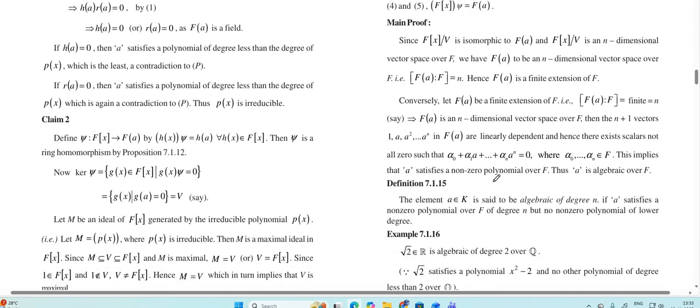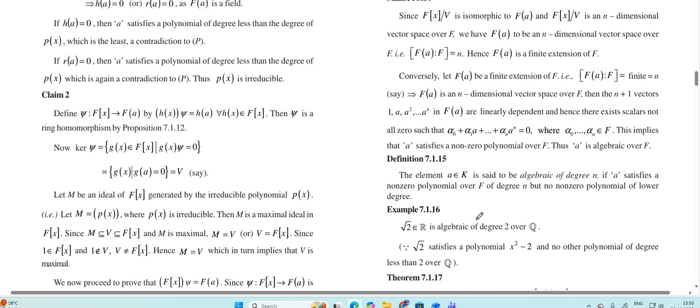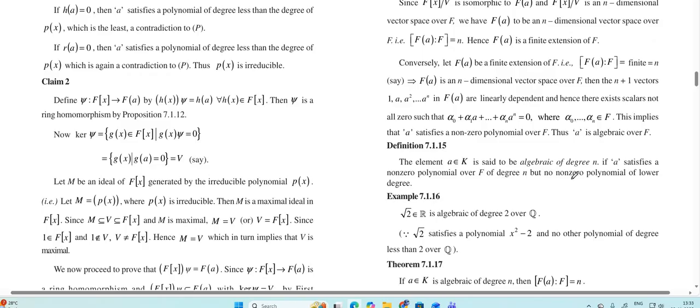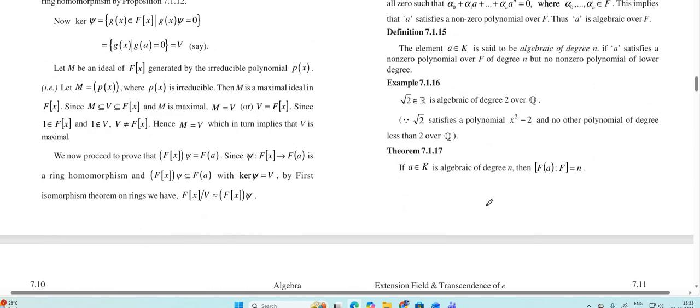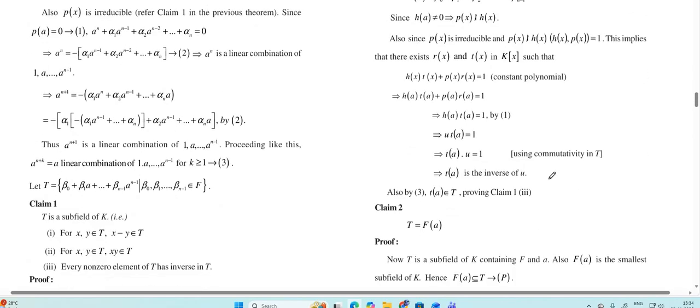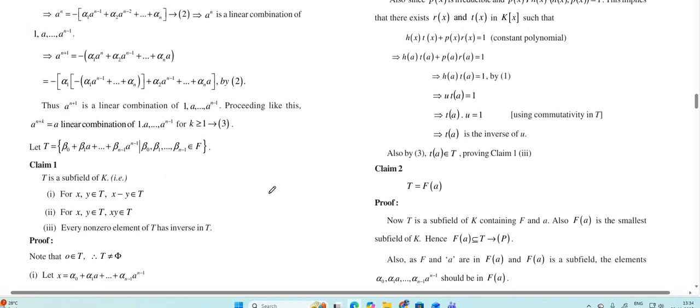And when you have A to be algebraic of degree n, A satisfies a polynomial over F of degree n, but no non-zero polynomial of lower degree. It should be of least degree. So if A belonging to K is algebraic of degree n, then the degree of F of A over F is n. In the course of this proof, we are going to have the expression. We will be introducing T as this, and we'll be establishing that T is nothing but F of A. So this will give another description of F of A.